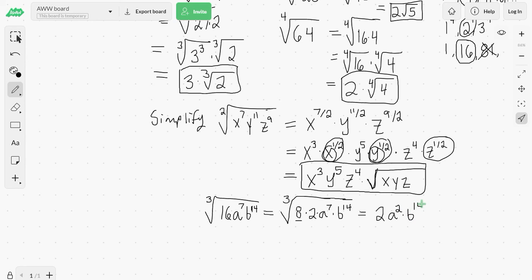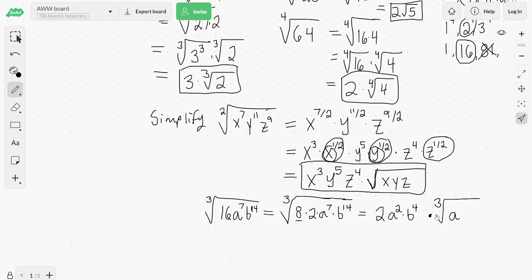But we won't forget our remainders. Then we have times the cube root, and now we have to think, what were our remainders? Well, 3 goes into 7 twice with a remainder of 1, so we'll have a to the 1st power on the inside here. And then for b to the 14th, we see how many times does 3 go into 14? Oh, whoops, I have a blatant error here. Let me erase that before anybody else gets confused. My apologies. See, even I make mistakes.